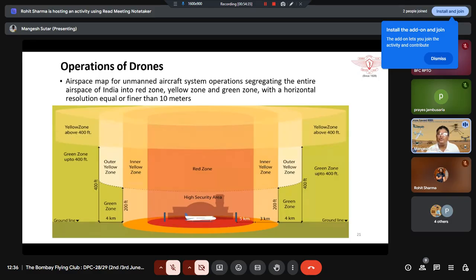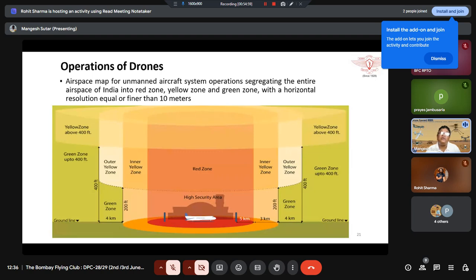In the green zone, you can fly without permissions. It is said like that. But there are certain guidelines for flying. You need to apply or take approvals even in the green zone. It doesn't mean that because it is a green zone I can fly.